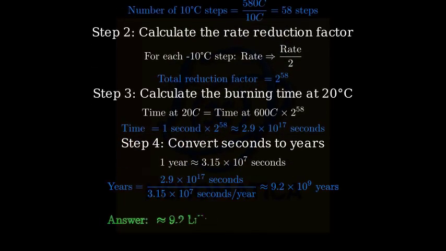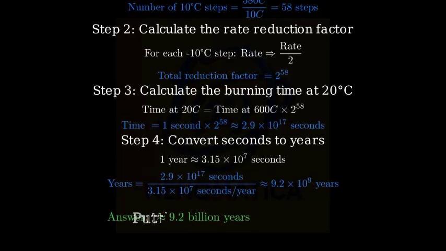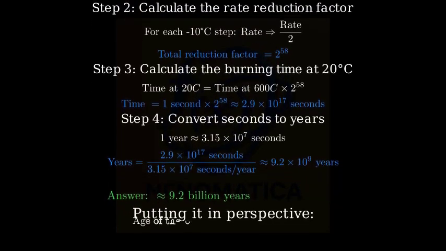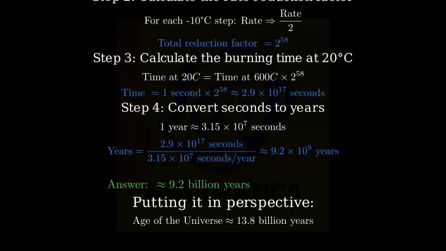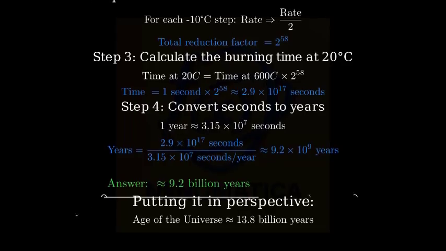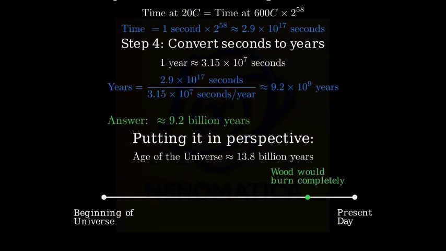So, dividing our time by this value gives us approximately 9.2 times 10 to the power of 9 years, or about 9.2 billion years. To give you a sense of perspective, the age of the universe is estimated to be about 13.8 billion years. So it would take almost as long as the universe has existed for the wood to burn at room temperature. This illustrates the dramatic effect of temperature on reaction rates.